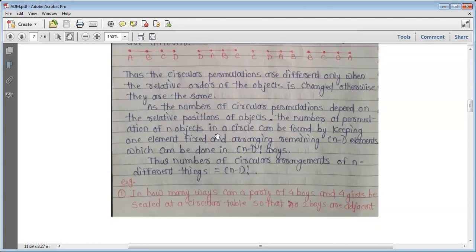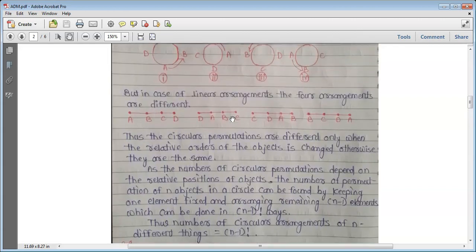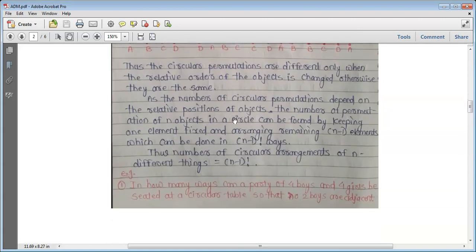Therefore, if we take n things and take one element as fixed, then the remaining n minus 1 elements can be arranged in n minus 1 factorial ways. Therefore, the number of circular arrangements of n different things is nothing but n minus 1 factorial. Here we have to just keep one element fixed and permute or arrange the remaining n minus 1 elements, which can be done in n minus 1 factorial ways. Therefore, the number of circular arrangements of n different things is n minus 1 factorial.